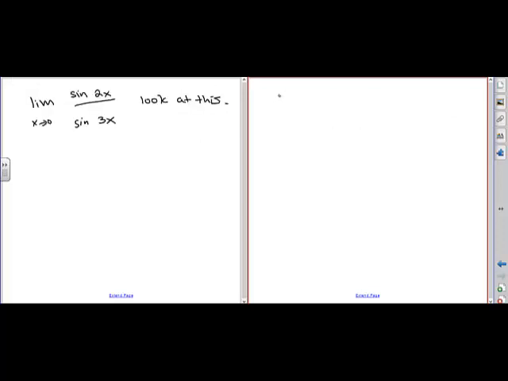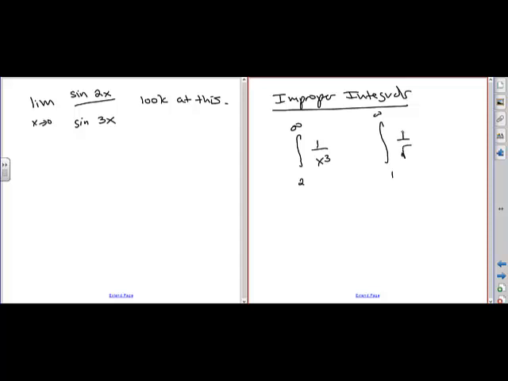Okay, and then the final thing is improper integrals. Now I'm not going to give you the one that you have to use L'Hopital's rule, because that's a long problem. So it'll be ones that are fairly straightforward. Something like the integral from 1 to infinity, or any number besides 1. It could be 2 to infinity of, say, 1 over x cubed, or the integral from 1 to infinity of 1 over the square root of x.